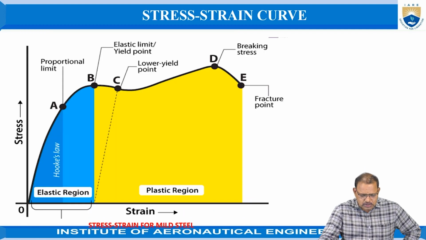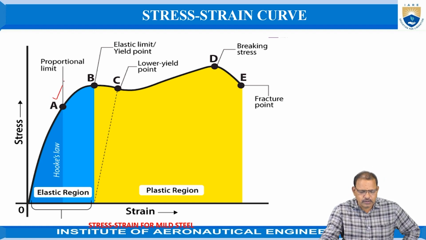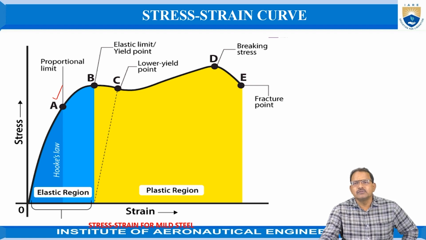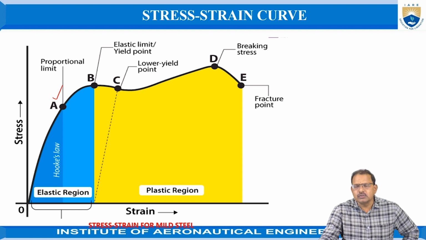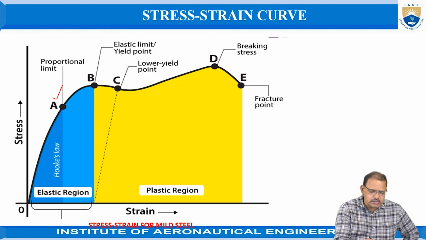The important points on the stress strain diagram for mild steel are here. Point A is called the proportional limit. Point B is called the elastic limit. It is also called the yield point, sometimes the upper yield point. Point C is known as the lower yield point, D is the breaking stress, and the final point E is known as the fracture point. Here the point A is known as the proportional limit.